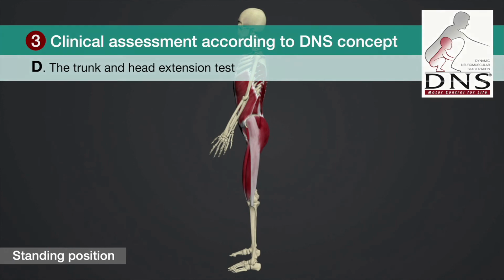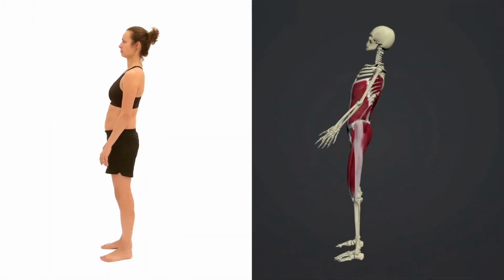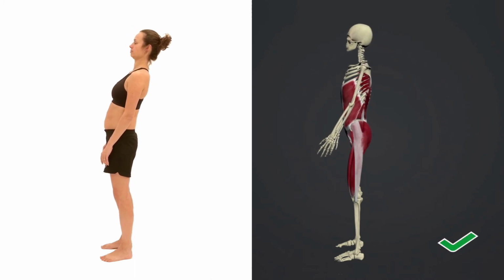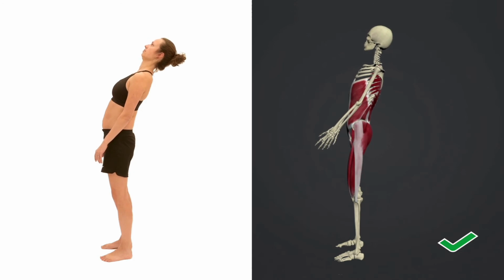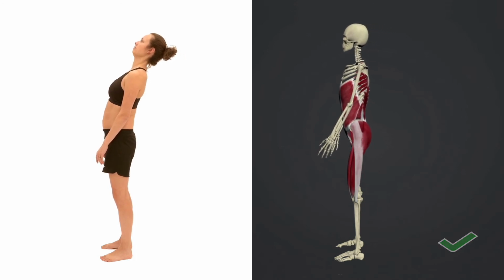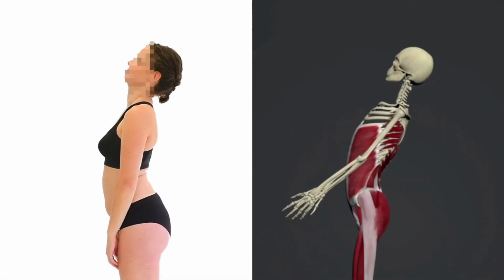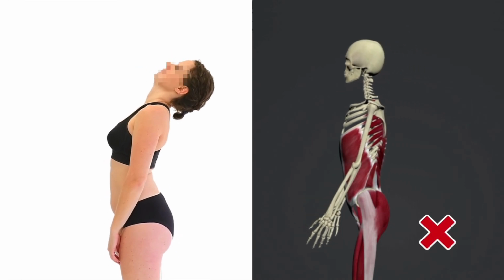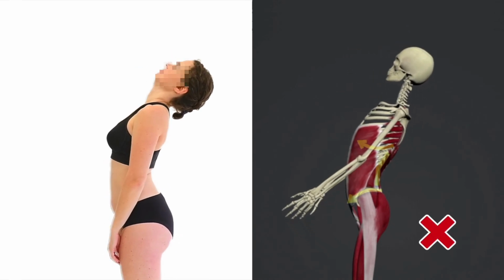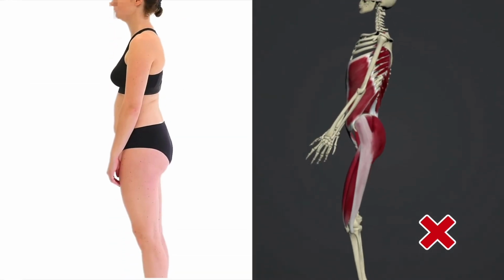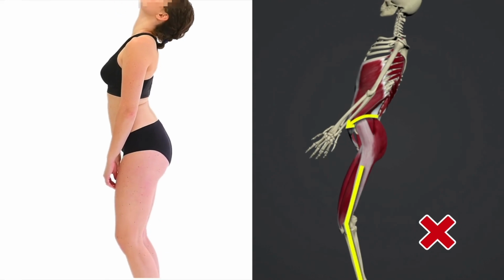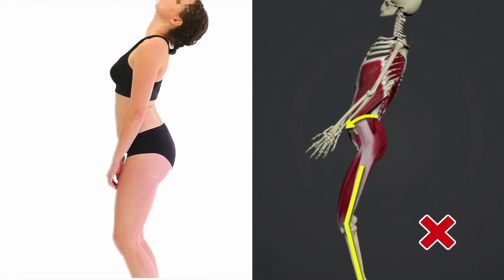Extension stereotype and the same parameters can be assessed with the patient standing. Check whether the spinal extension is smooth, and the coordination between the anterior and posterior trunk muscles is proportional. If it is insufficient, we will see an anterior pelvic tilt, cervical and lumbar hyperextension, and a lack of segmental extension in the thoracic spine. You may also observe other compensatory mechanisms such as knee flexion.